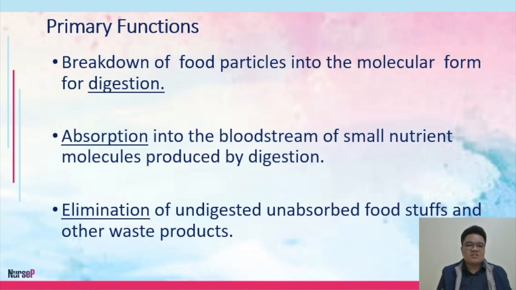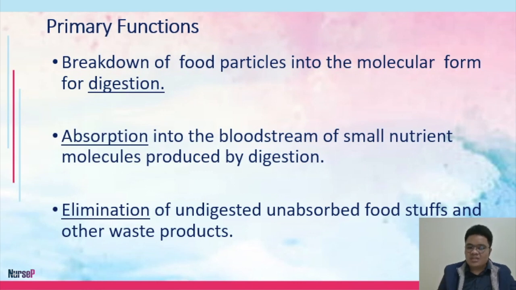Next, primary functions of your GI system. There will be breakdown of food particles into molecular form for digestion to occur. Then, there will be absorption into the bloodstream of the small nutrient molecules which are produced by digestion. The absorption, take note, the main organ of absorption is your small intestines. That's why if we have patients with problems in the small intestine, we would usually have problems leading to malnutrition because a lot of nutrients and chemicals, molecules needed by our body is absorbed through the small intestine.